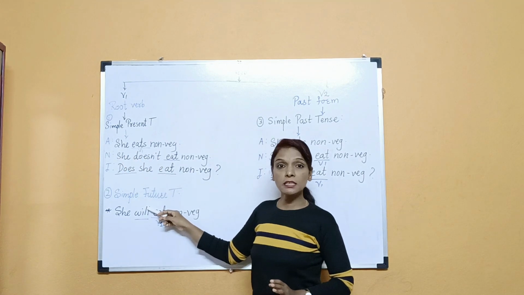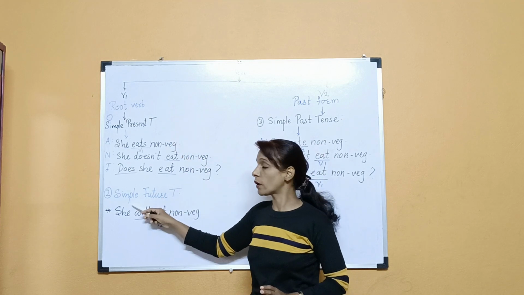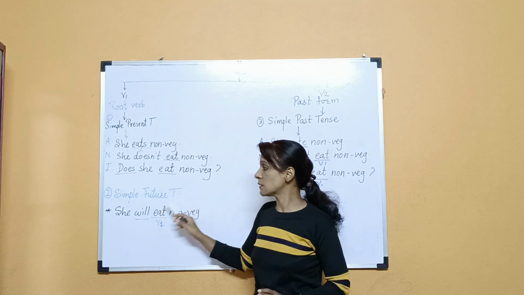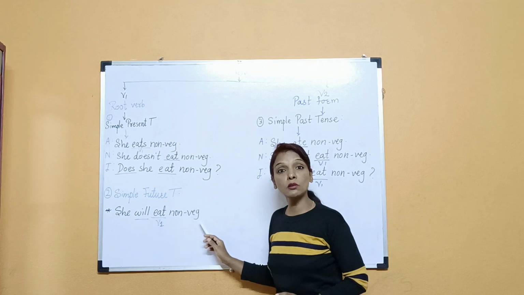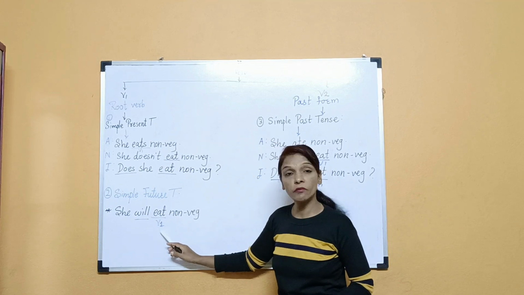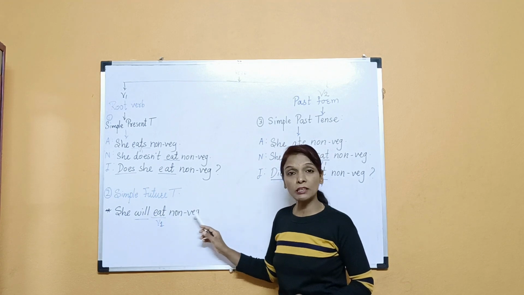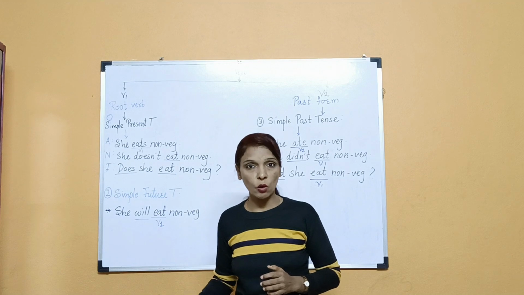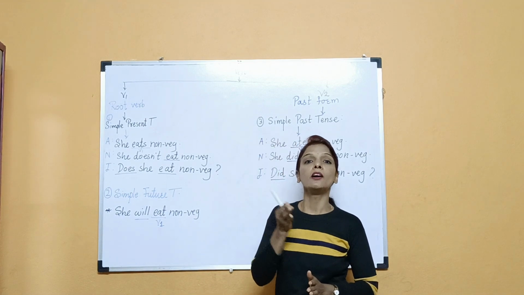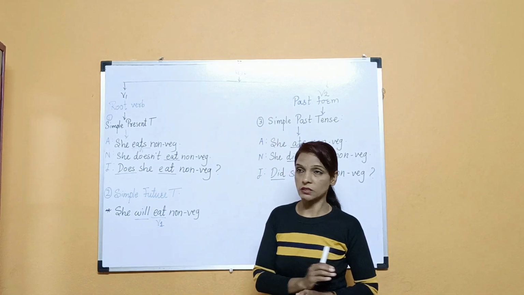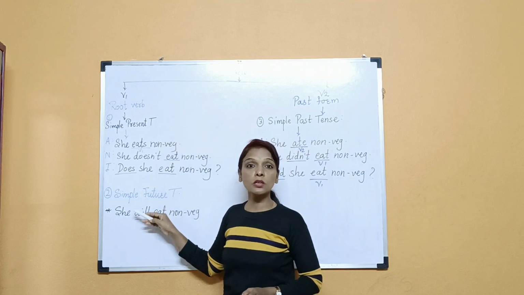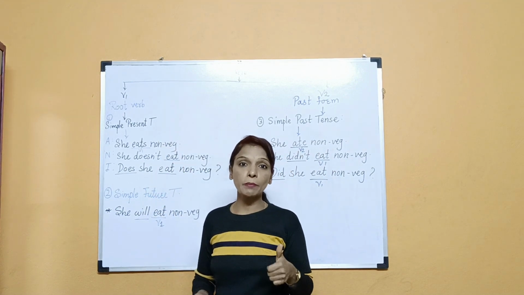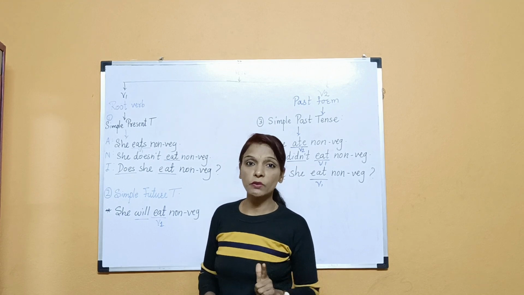Now, the second tense where we use the V1 form is simple future tense. She will eat non-veg. Here again the V1 form. In negative it turns into she won't eat non-veg. And the question, will she eat non-veg? So this is the way we use the root verb only for two tenses: first simple present and second simple future.